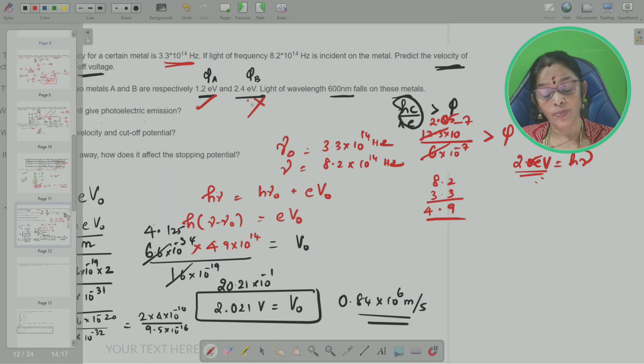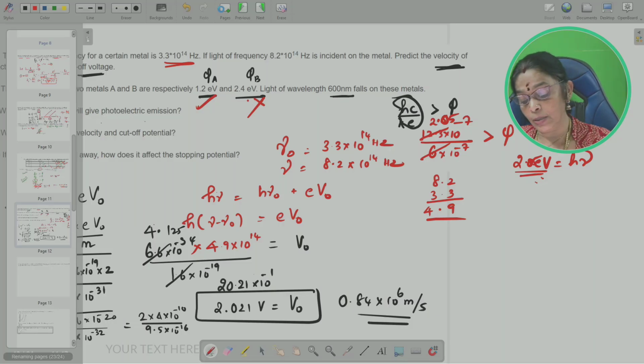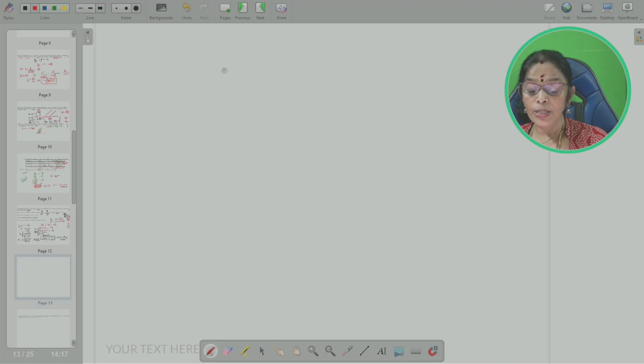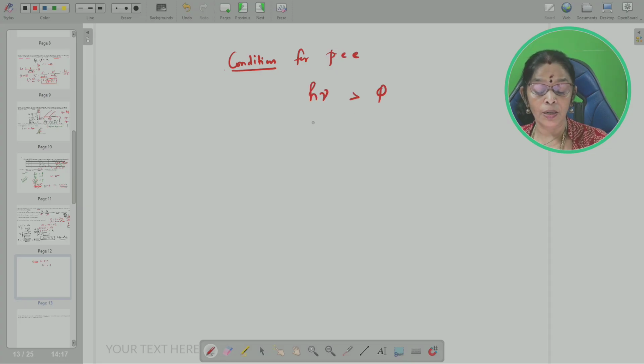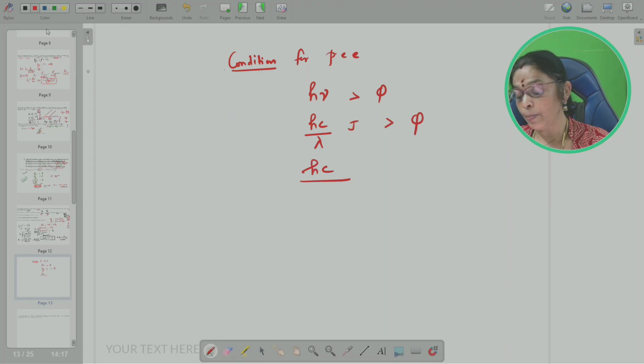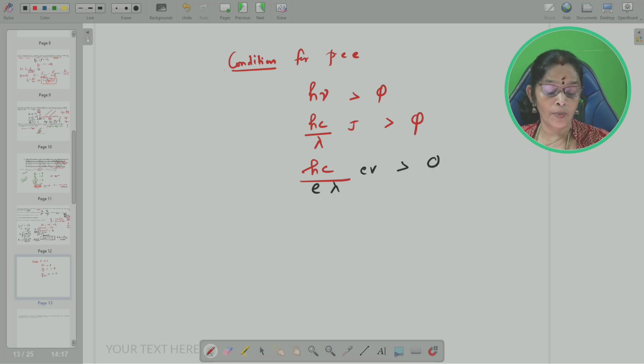How do you write? This is how you need to write. So I will just go to the next page. First condition. Professionally, you have to write the condition for PE to take place. So h nu should be greater than work function, or hc by lambda in joules should be greater than work function, or hc by e into lambda in electron volt should be greater than work function.